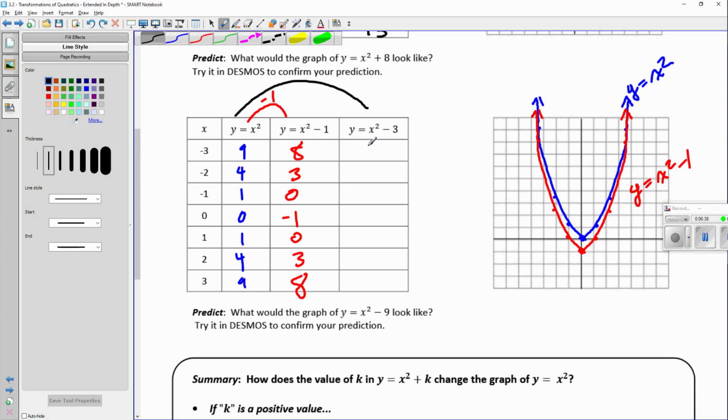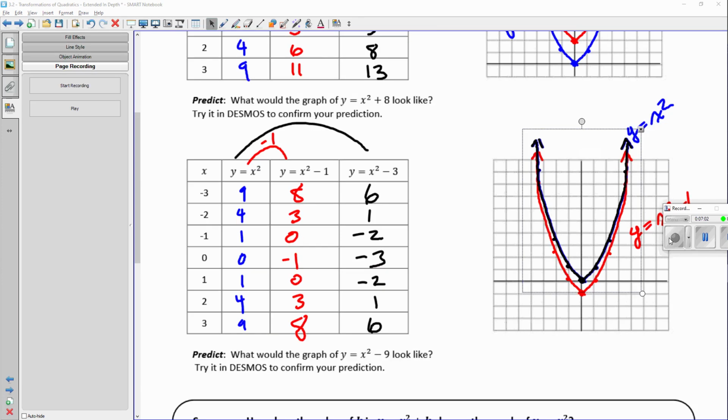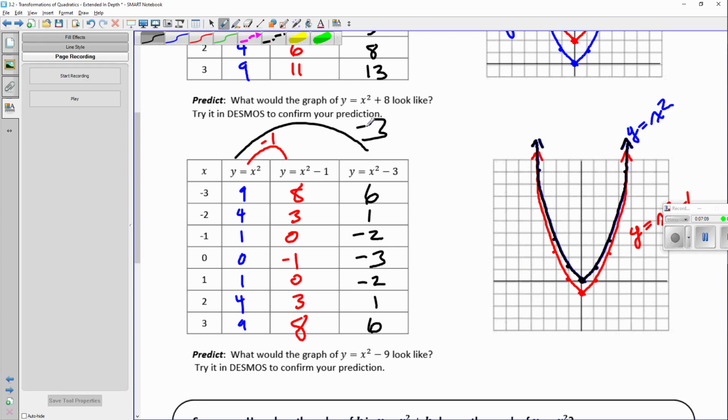So 9 becomes 6, and 4 minus 3 is 1, and 1 minus 3 is minus 2, 0 minus 3 is minus 3, 1 minus 3 is minus 2, 4 minus 3 is 1, and 9 minus 3 is 6. And now we get this graph. Now recall, all we did was literally take away 3 from the x squared y value.